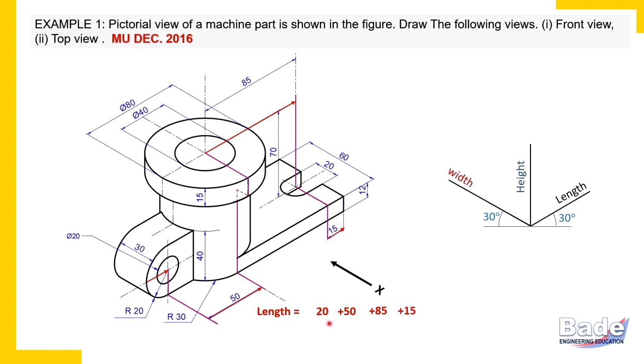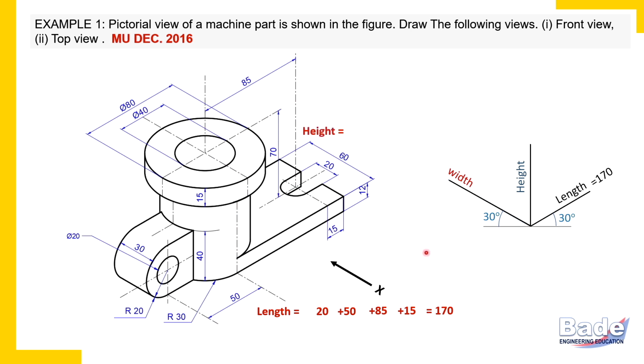So 20 plus 50 plus 85 plus 15. So overall length is 170 millimeters. So we have identified length of the object.